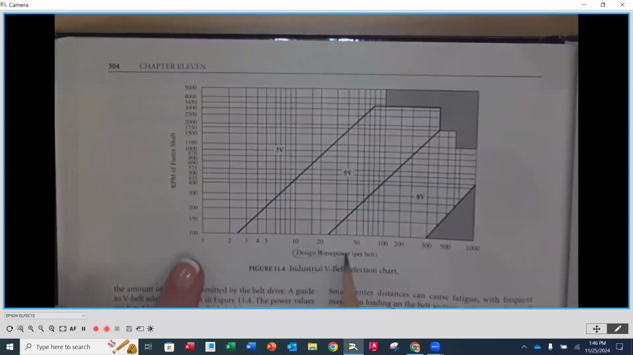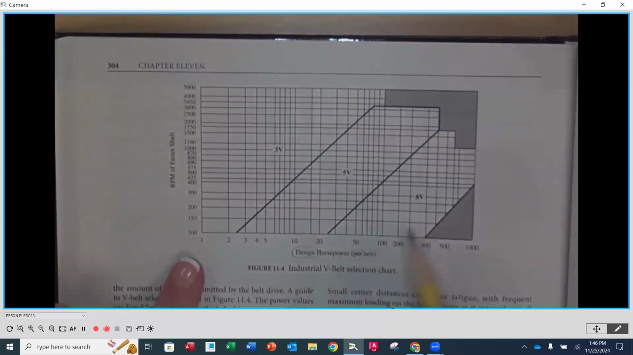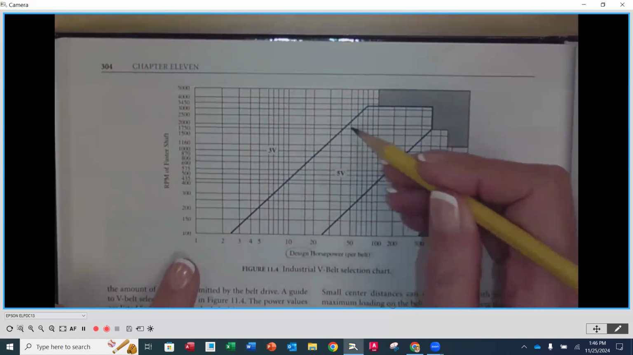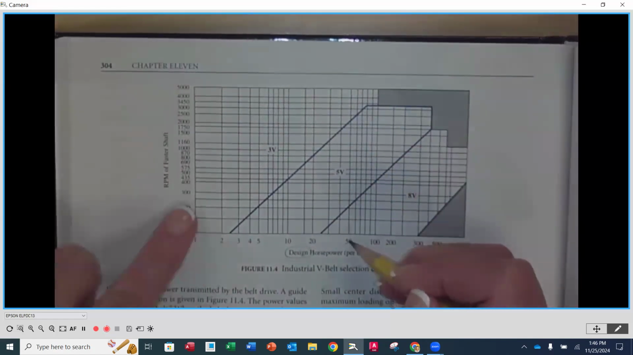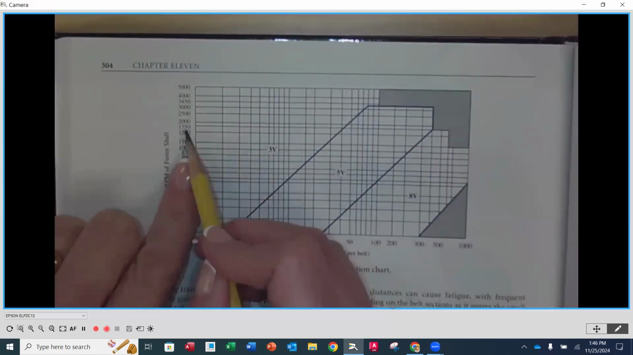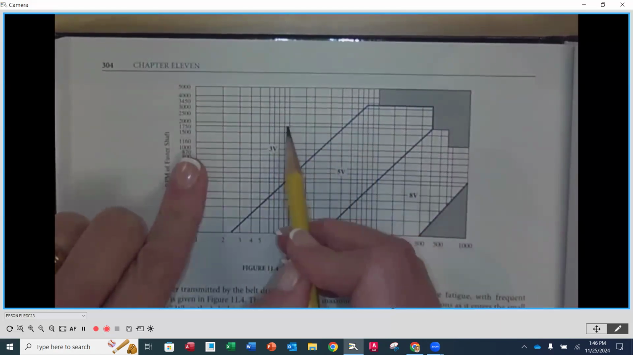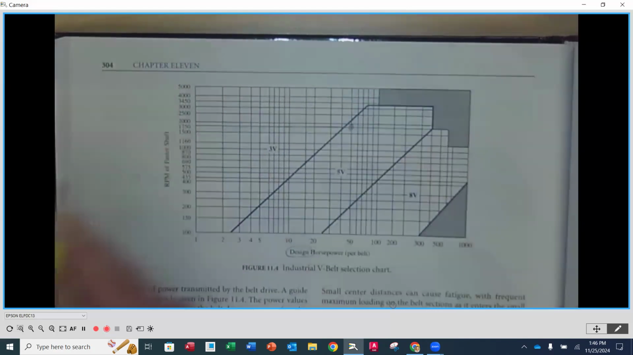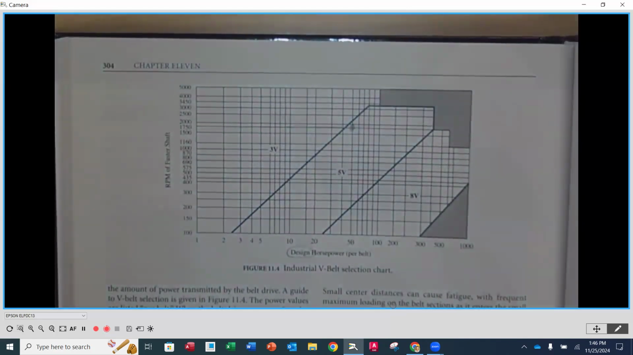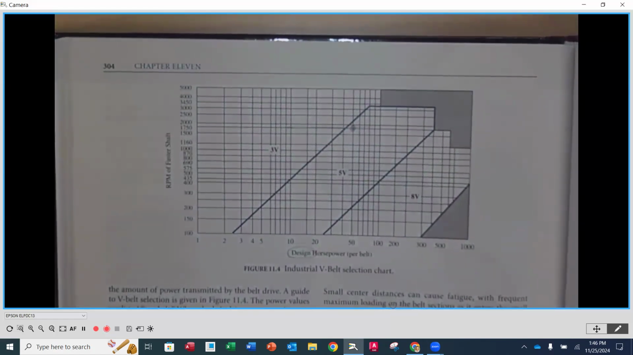You're going to find your horsepower on the bottom here. That's 50, so it's going to be along this line right here. And we're going to find where it meets with 1750. So 1750 goes over, 50 comes up here. So what would we pick? Tyler says 5V. Anybody else agree with 5V? Yeah, I think that's appropriate. 3V, it's close to the line, but it's not over there.